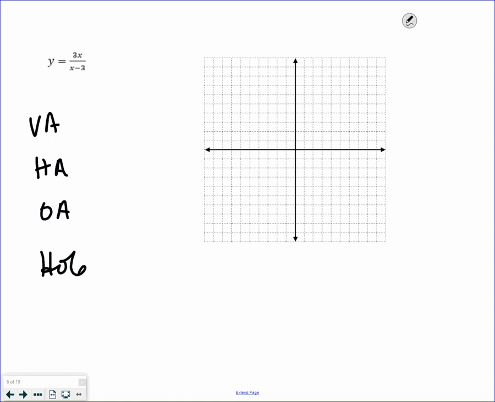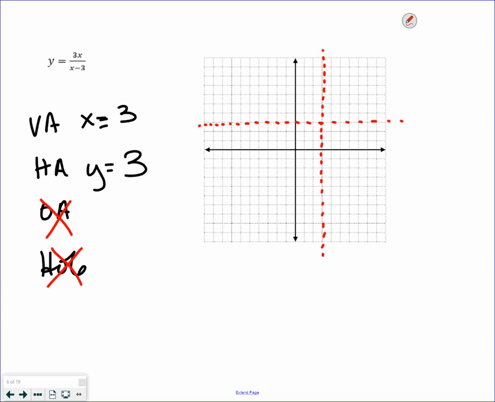The degree of the top is the same as the degree of the bottom. So the vertical asymptote right here is x equals 3. The degrees are the same, so what you do is you go to the coefficients. Notice the coefficient on the top is 3. The coefficient on the bottom is 1. That's the number in front of x. So this is y equals 3. So when I go over here to graph it, I'm going to have a horizontal asymptote at y equals 3, a vertical asymptote at x equals 3, no oblique, and nothing canceled, so no hole.